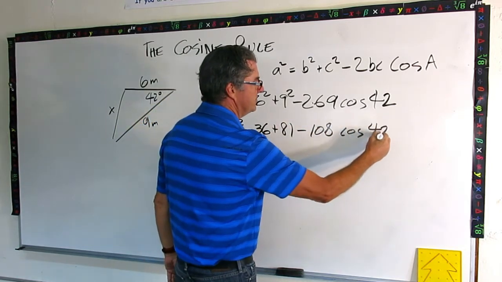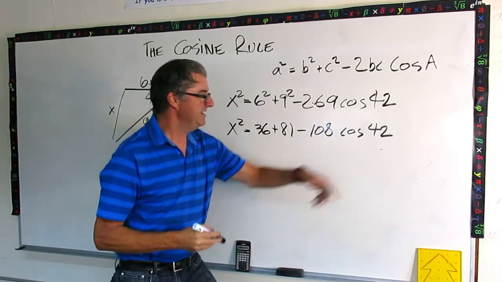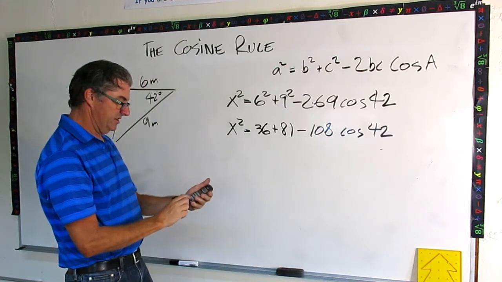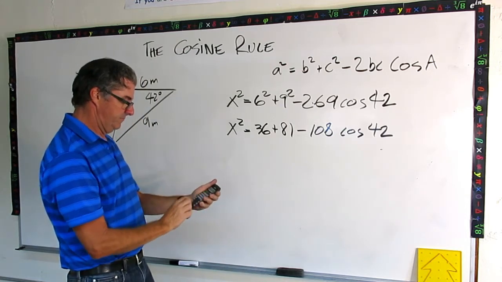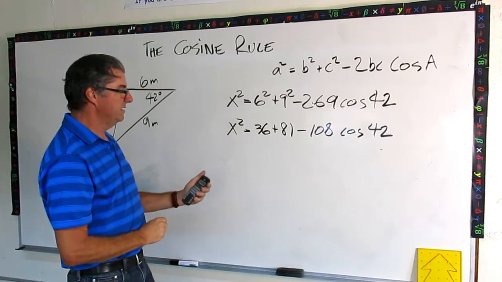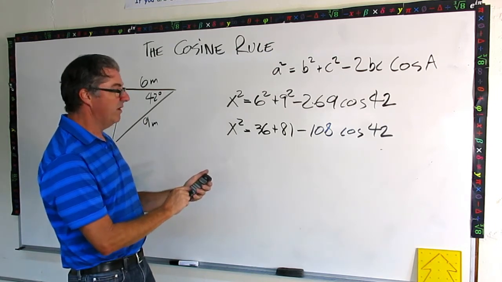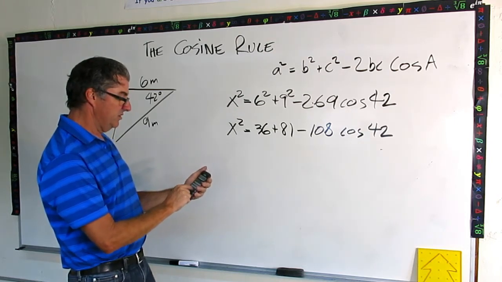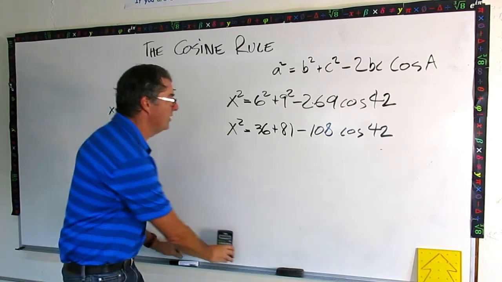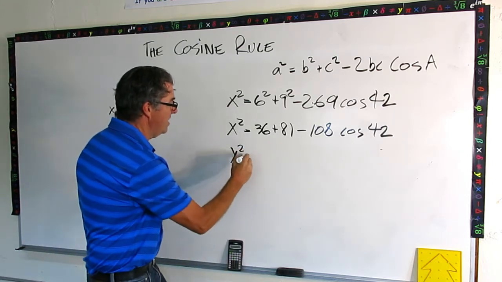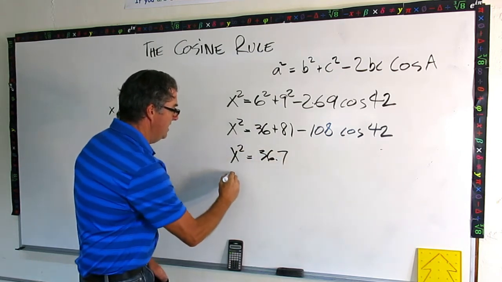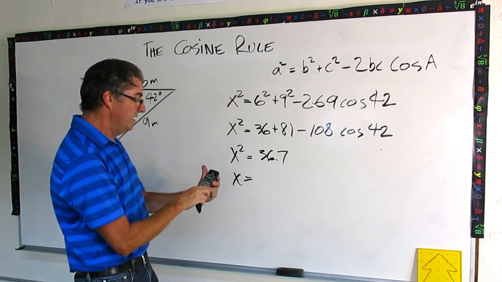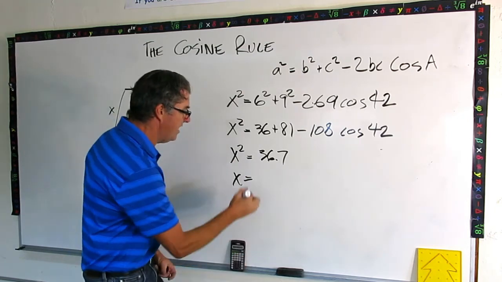cosine 42. Now I'm ready to pull out my calculator and figure out what that is. 36 plus 81 gives me 117 minus parentheses 108 times 42 cosine, close parentheses, equals 36.7. So x squared equals 36.7. X is going to equal the square root of that. I still have my number on the calculator, so I can just tap square root, and I get 6.06, which rounds to 6.